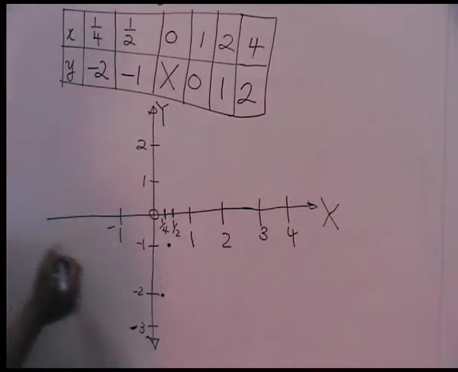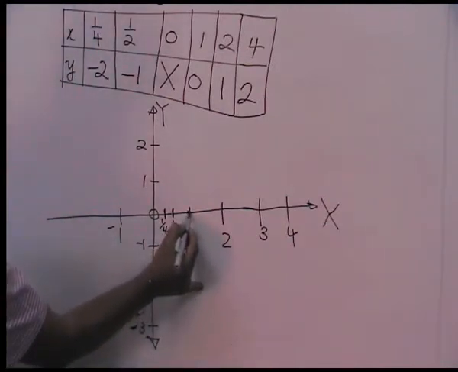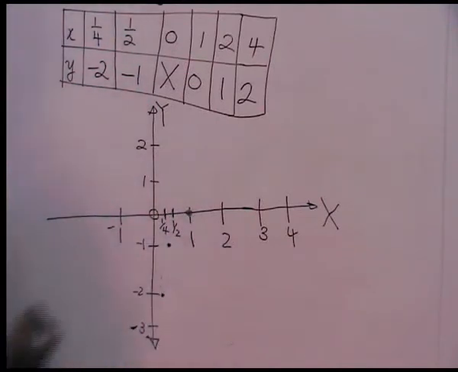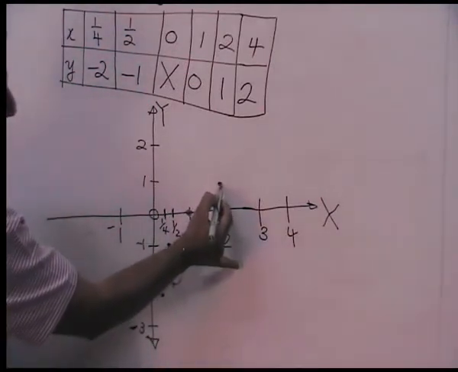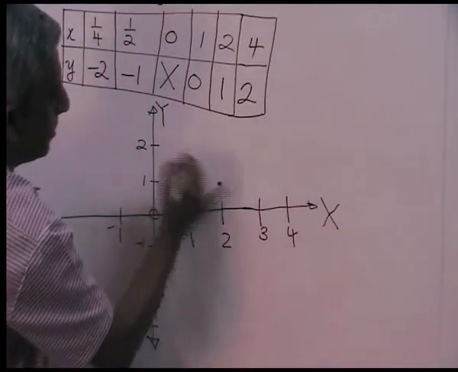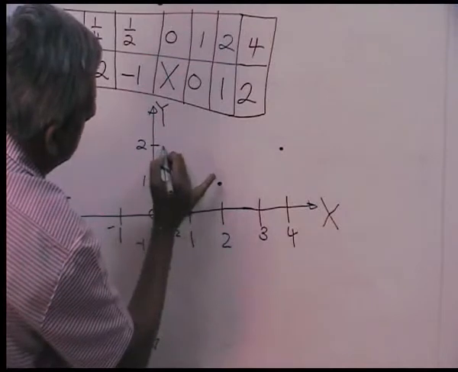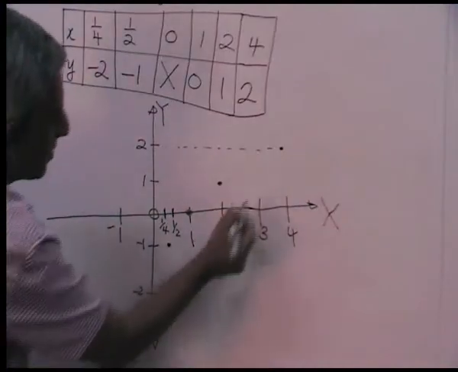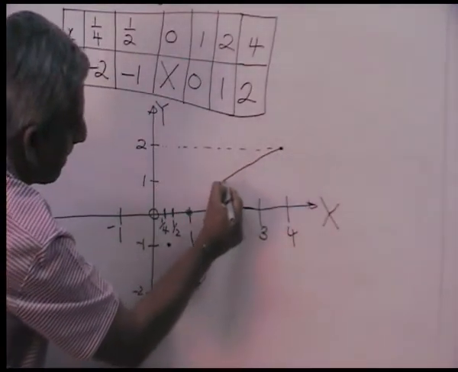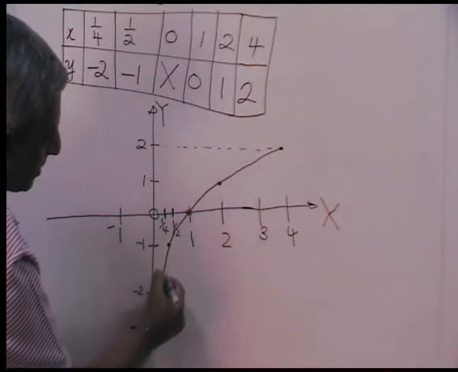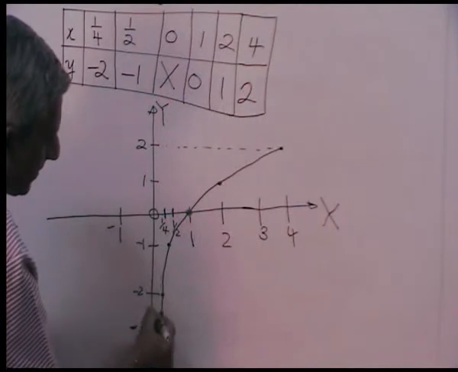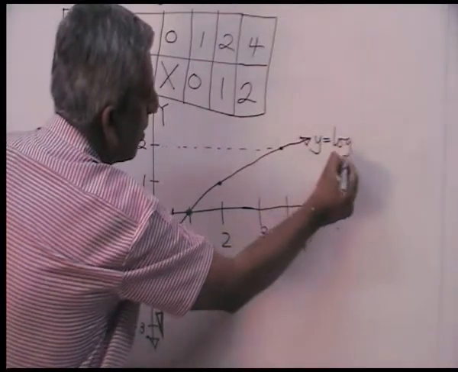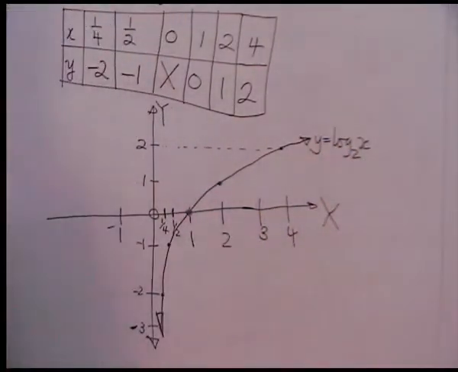Right. When x is 1, y is 0. When x is 2, y is 1. When x is 4, y is 2. So you can see that the shape of the graph is like this. It cuts the x-axis there, comes down here, goes down here, through there. And that's y is equal to log of x to the base 2.